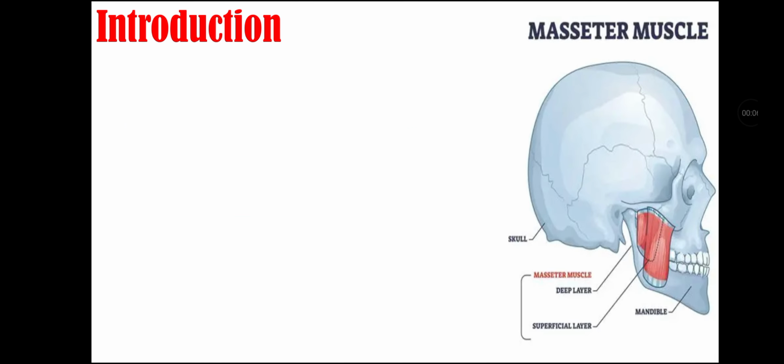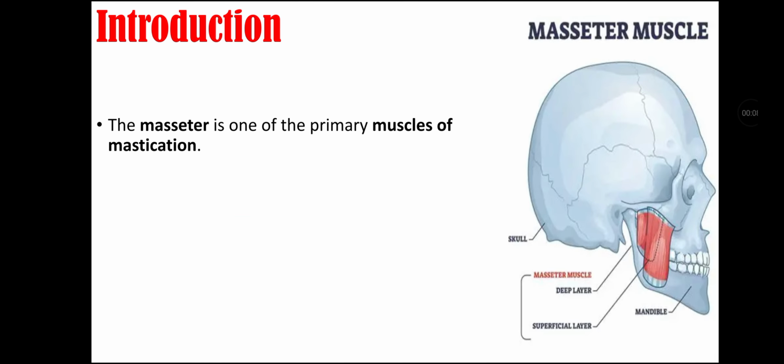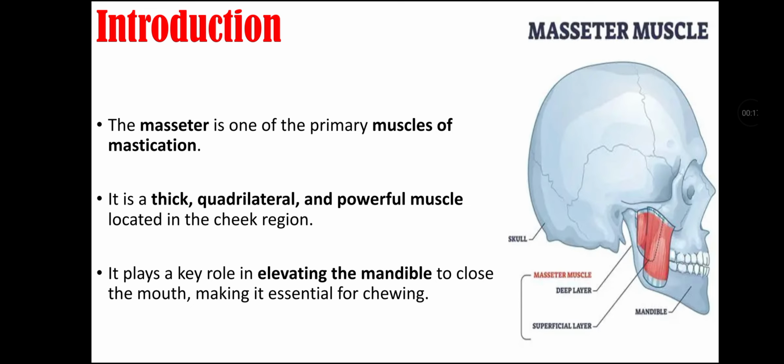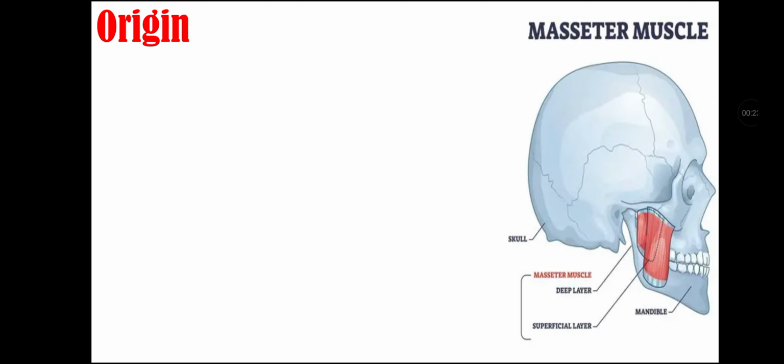So let's start our topic with introduction. Masseter is one of the primary muscles of mastication. It is a thick, quadrilateral and powerful muscle that is located in the cheek region. It plays a key role in elevating the mandible to close the mouth, making it essential for chewing.